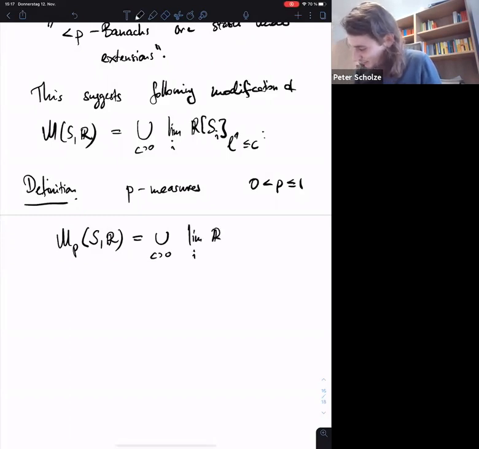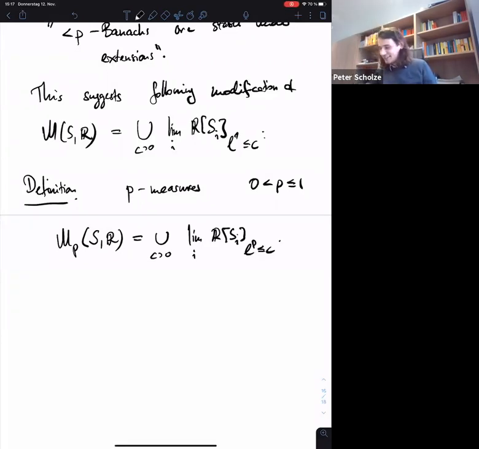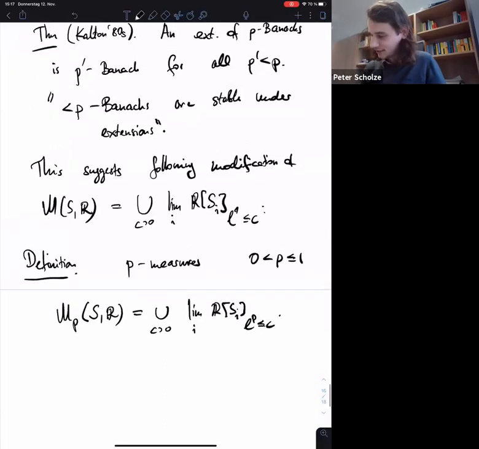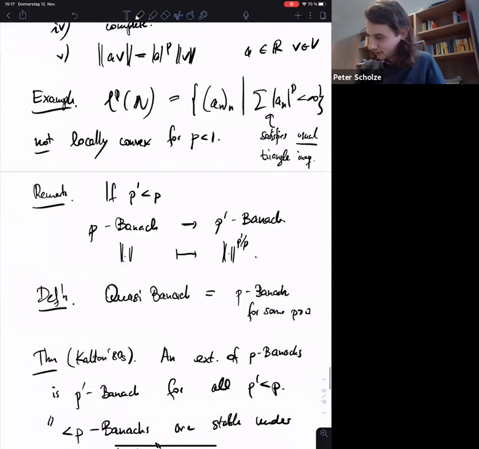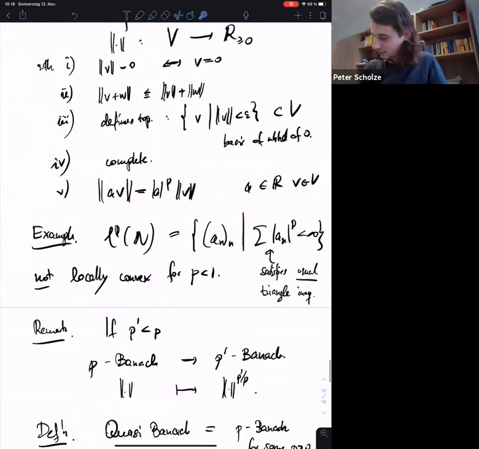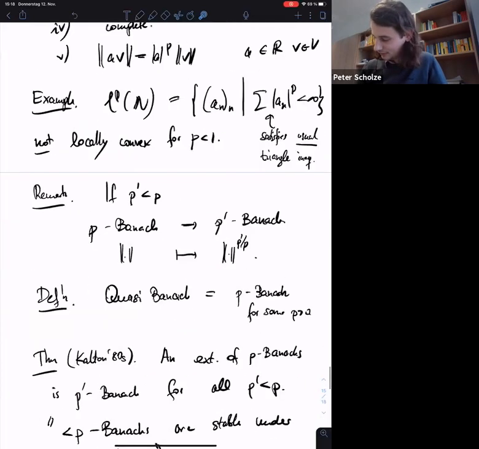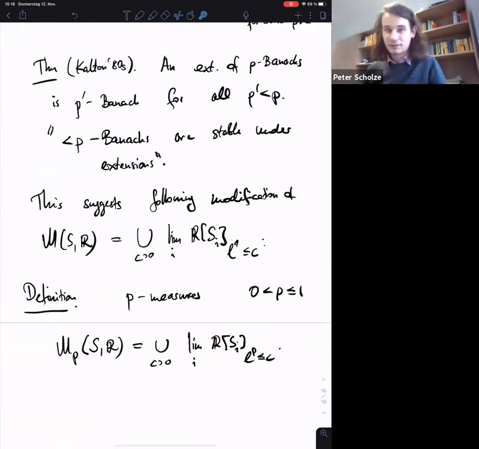So instead, we do the same thing where we take the lp norm that's equal to c here. This somehow corresponds exactly, if we replace N by a finite set here, to the same condition as here. In particular, because this still satisfies the usual triangular inequality, you see that the transition maps here, which are some kind of adding some stuff, still respect this inequality here.